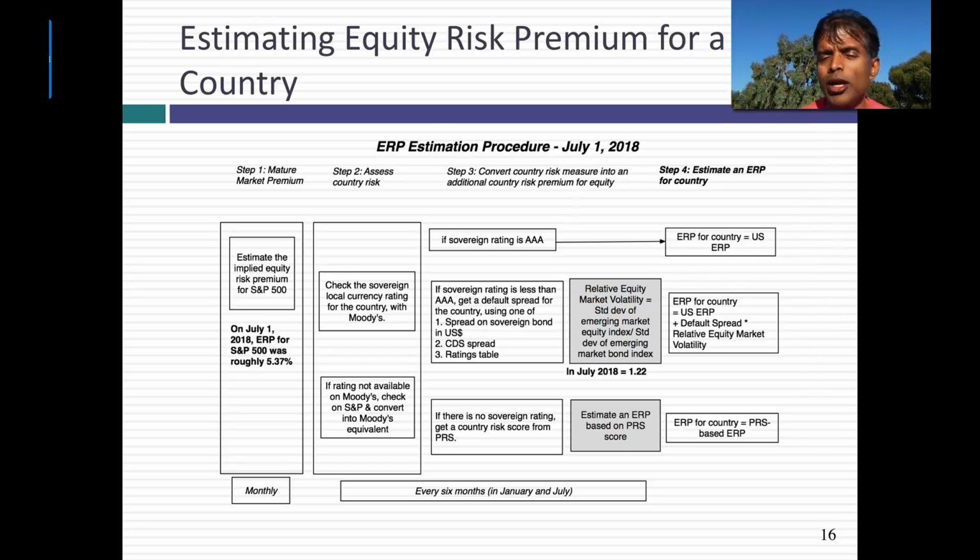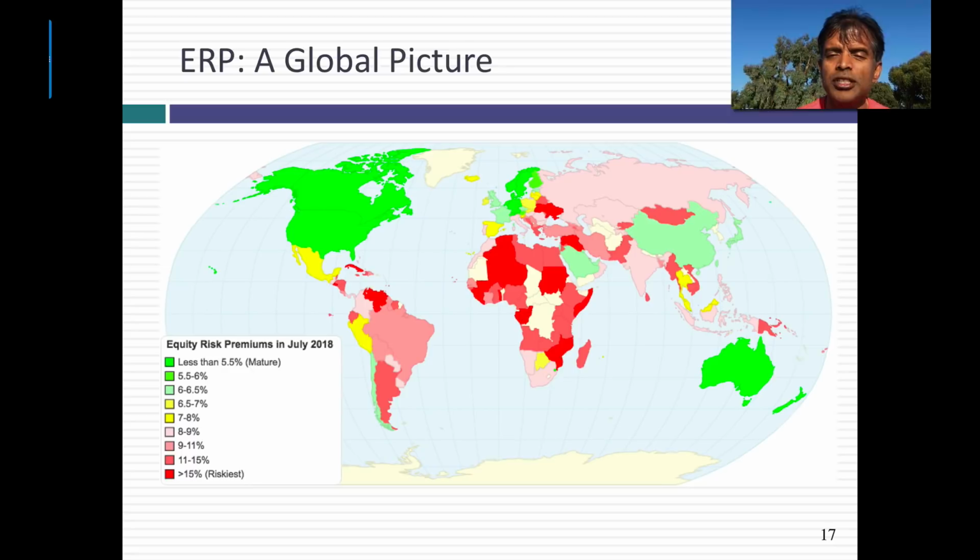There are about 24 countries which don't have sovereign ratings. Countries like Syria, North Korea, no surprise there. But for these countries, I have a PRS score. And here's how I cheat. I look for other countries with roughly the same PRS scores which have a rating and an equity risk premium. And I attach the equity risk premium of those countries to Syria and to North Korea. You're saying that's cheating? Well, that's the best I could do. I would now have equity risk premiums for about 160 plus countries.